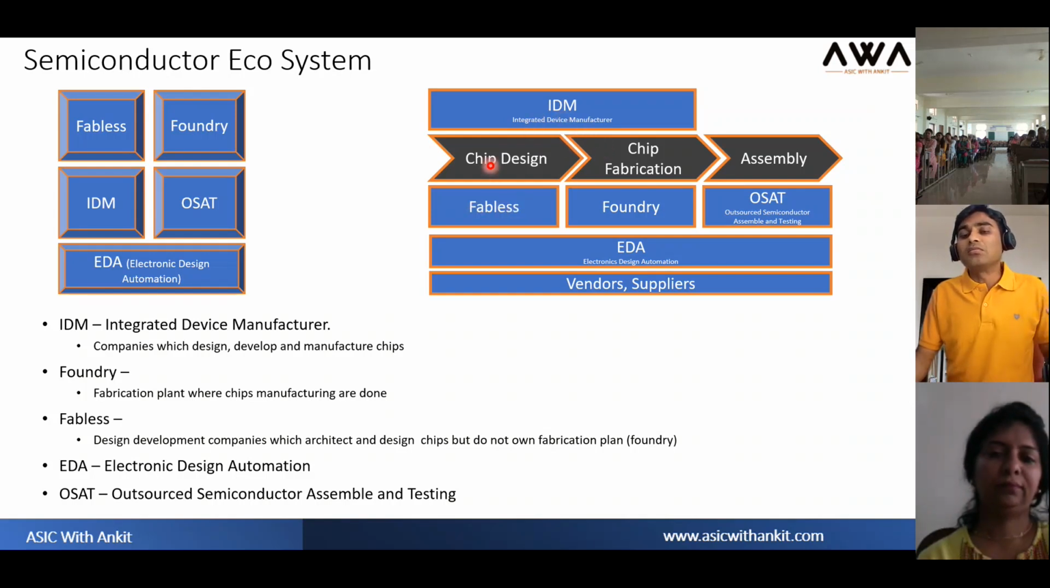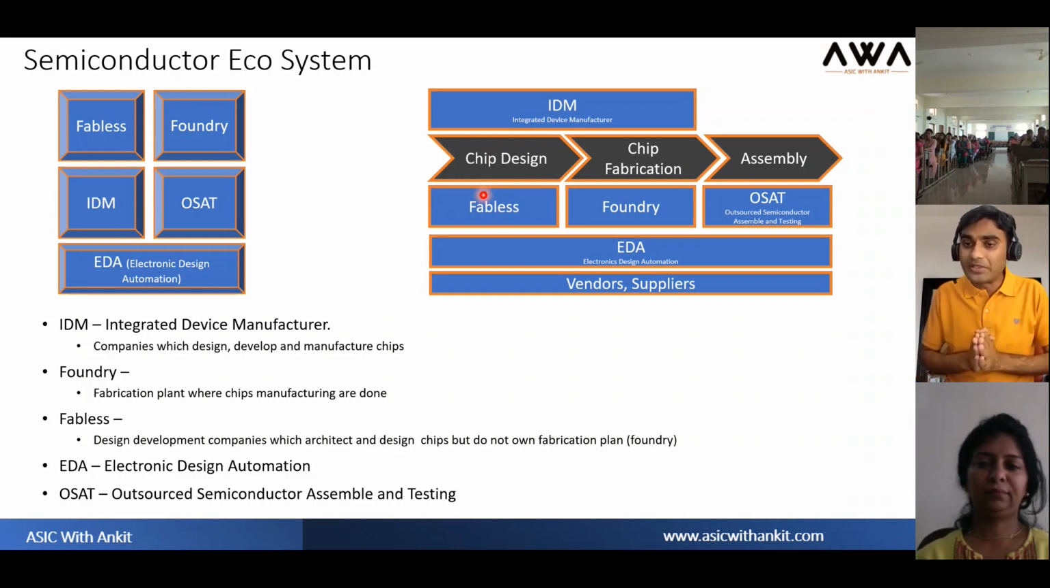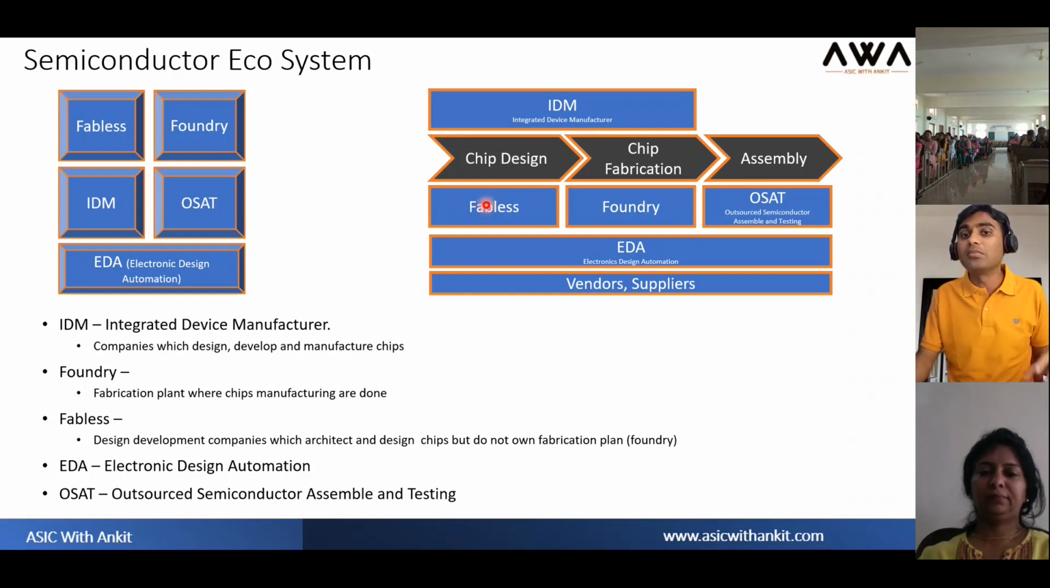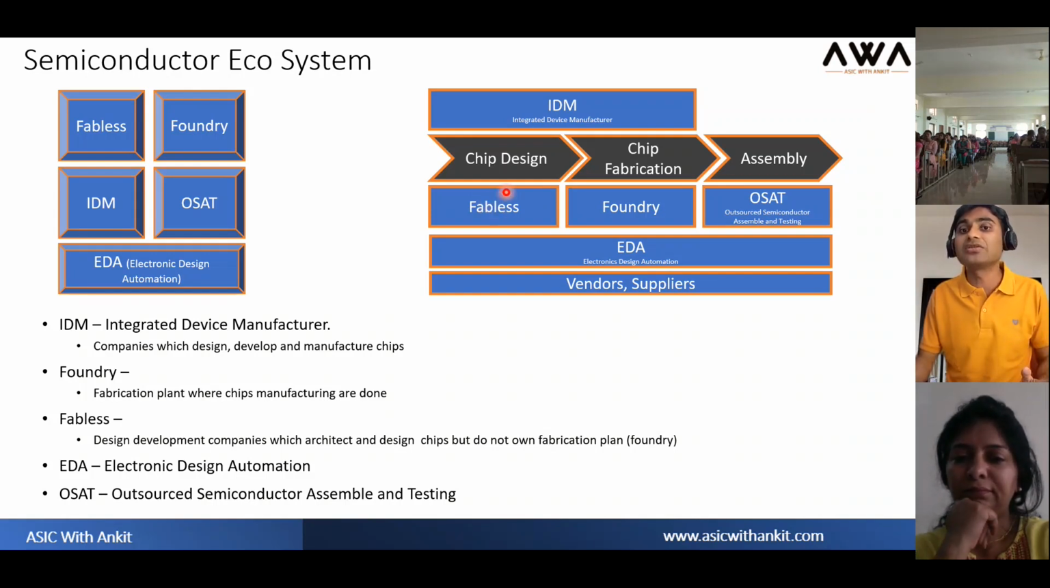Many companies do not have a fabrication plant, but they do develop chip designs. Companies like Qualcomm, Nvidia, and a lot of others that you see around do not have fabrication plants, but they design chips. So those companies are called fabless companies.